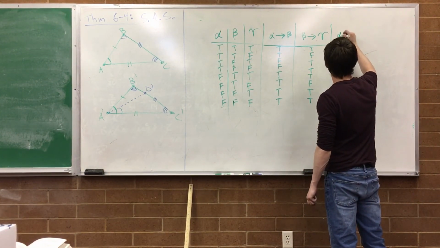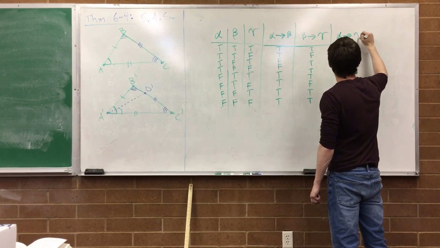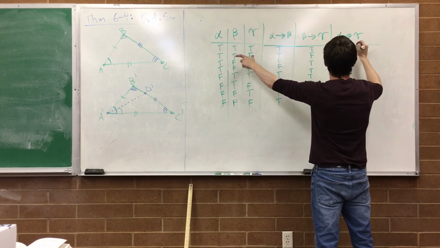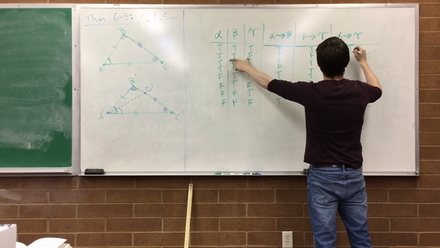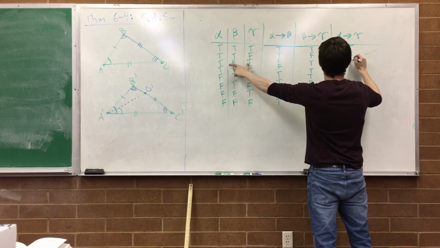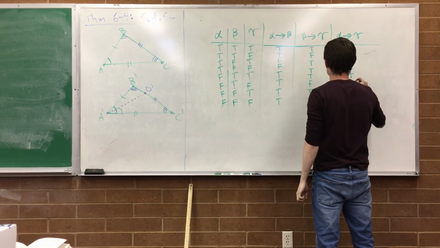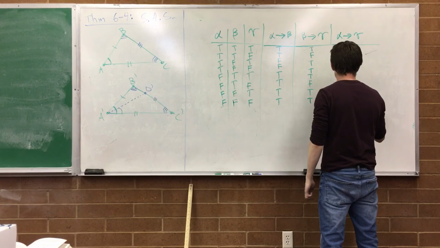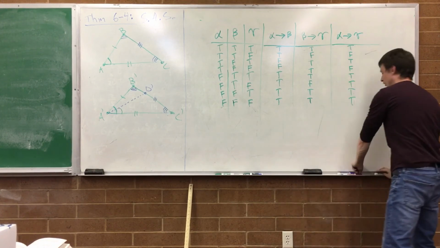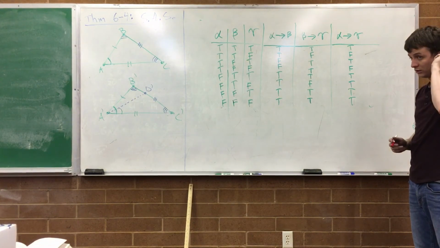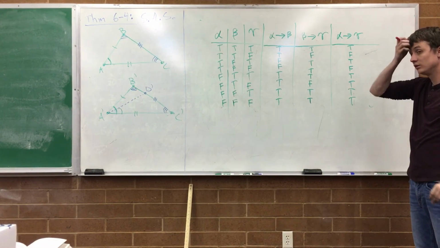Alpha, gamma. True, false, true, false, true, true, true, true. All right, so there's our truth table. No, that wasn't the last one. What's the last one? If beta implies gamma.